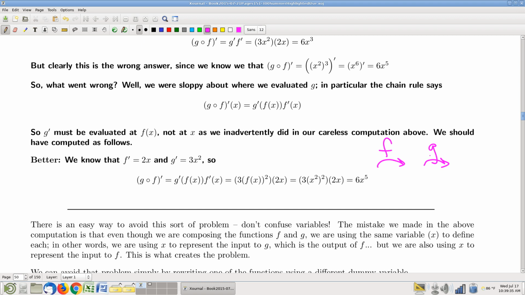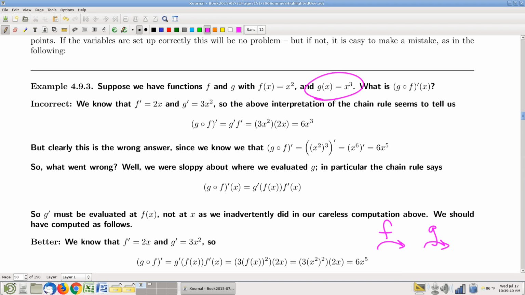The g is written as a function of x, but f is written as a function of x too. And so check this out. x is being used to represent two different things. x is being used to represent the input variable to f and the output variable from f. Well, that's insane. You can't do that. These are different things. You've got to give them different names, right?